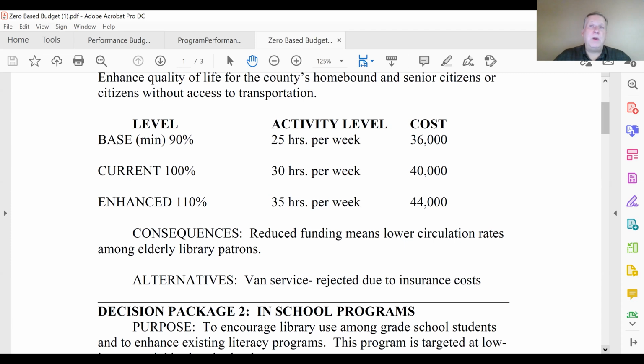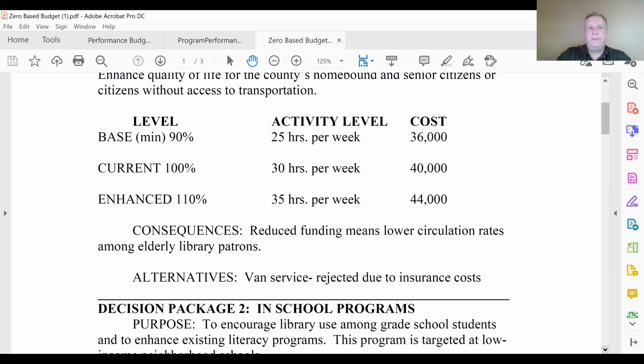If we didn't want to do a bookmobile, an alternative program could be a van service, but that van service was rejected because the insurance costs for the van service were cost prohibitive compared to keeping our current bookmobile.